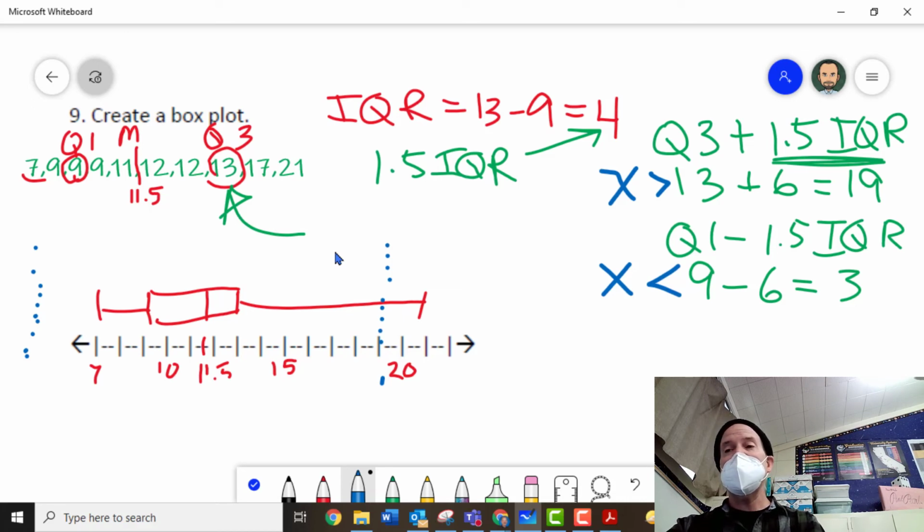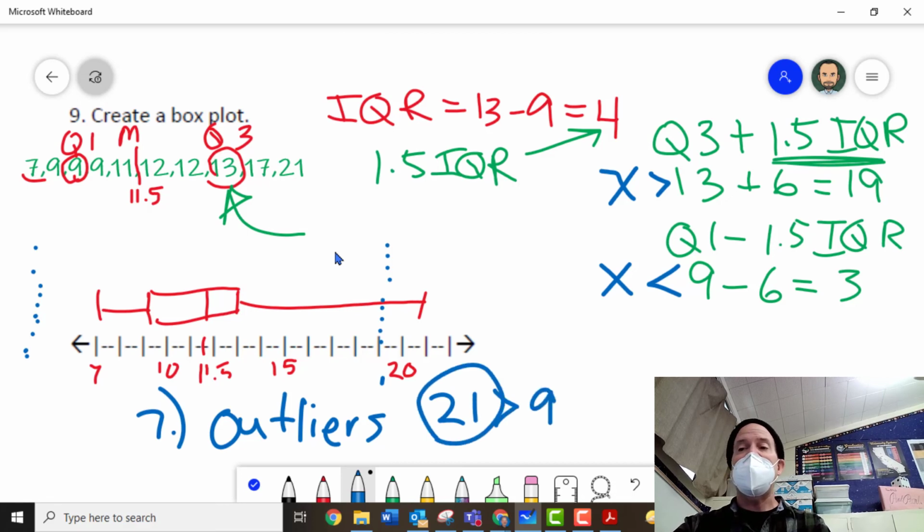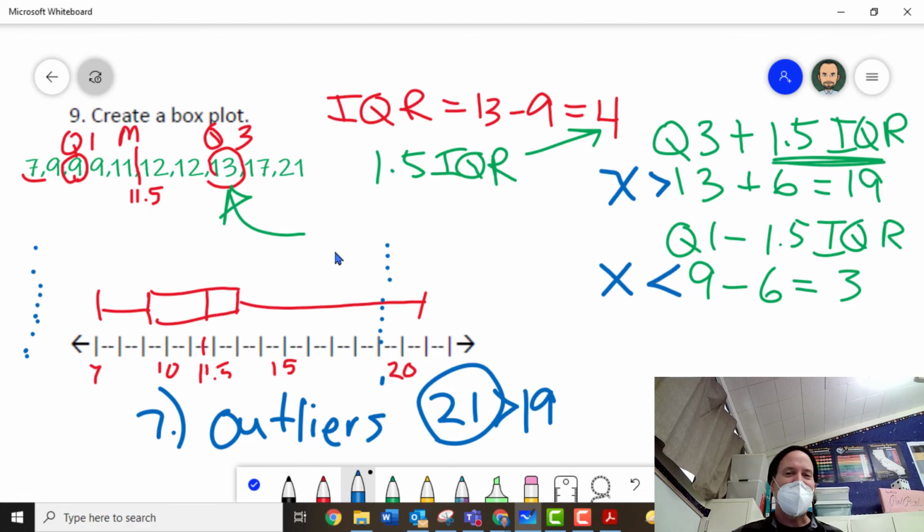So on your quiz, you put something like, for outliers, what question is outliers? So for question 7, maybe you want to put that 21 is greater than 19. So 21 is the outlier. Oops, I forgot the 1 on the 19. All right. Hopefully that made some sense.